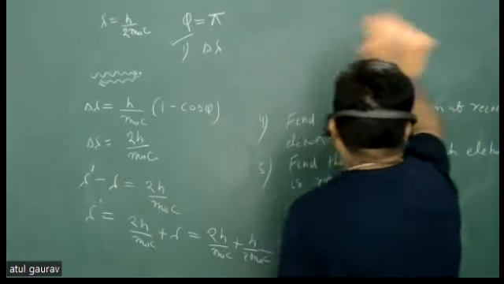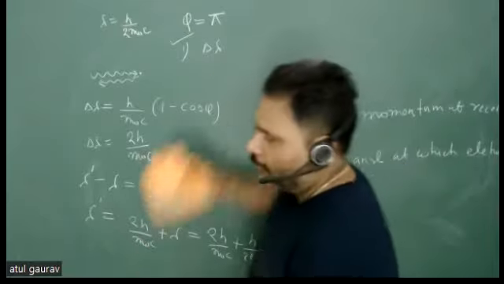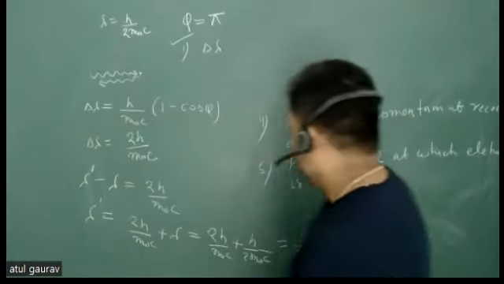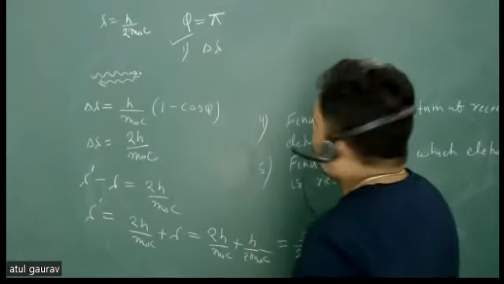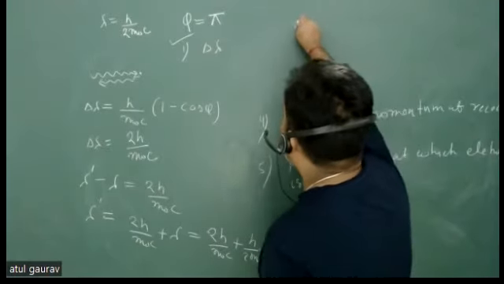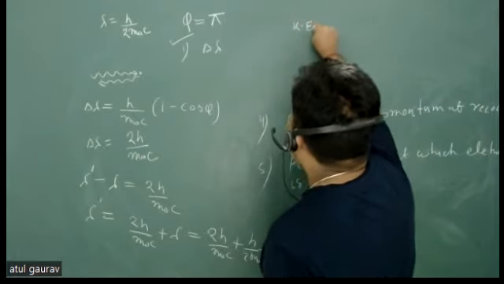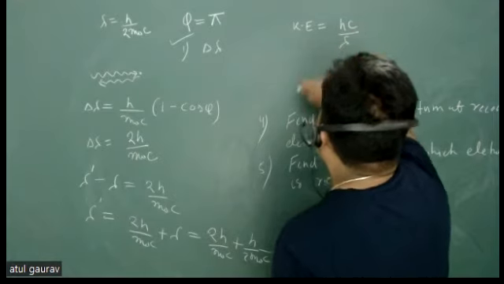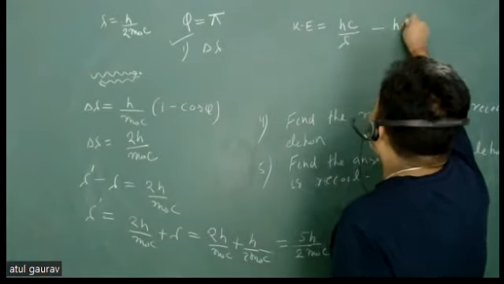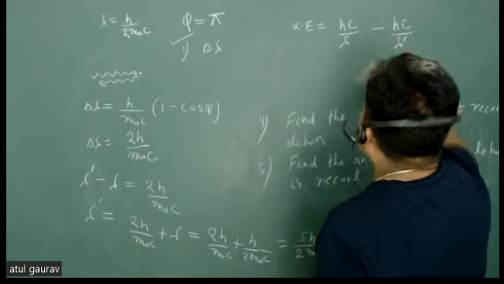चलो, अब तीसरा क्वेश्चन क्या लिखना है भाई? What is my third question? We have to find the kinetic energy of recoil electron. So what will be the kinetic energy of recoil electron? hc by lambda minus hc by lambda dash. Very good. This is incoming energy, hc upon lambda minus hc upon lambda dash.